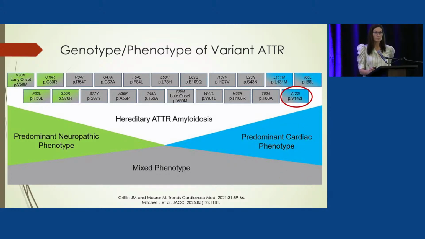V122I is the most common variant in the United States and is found in 3.5% of Black Americans with a variable or unclear penetrance. V30M is the most common variant worldwide. Early onset V30M presents at a young age, often in the 20s, more commonly found in Portugal or in those of Portuguese descent, and can cause a very debilitating polyneuropathy. Late onset V30M presents more as a mixed phenotype. And then T60A originates from the north of Ireland, from the area of Donegal, and is present in around 1% of patients of Irish descent.